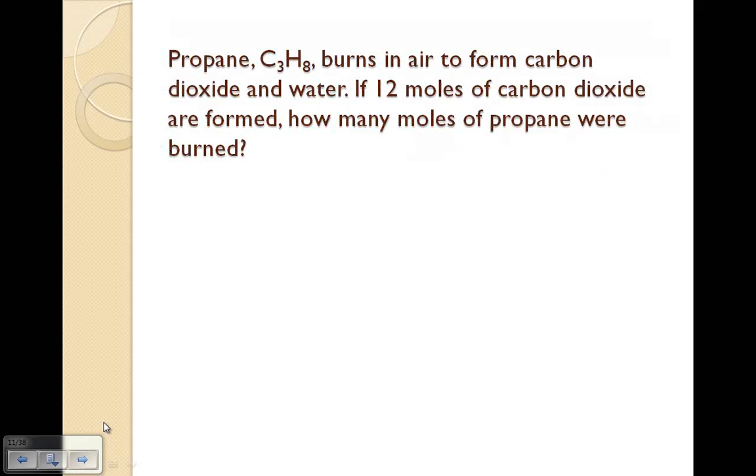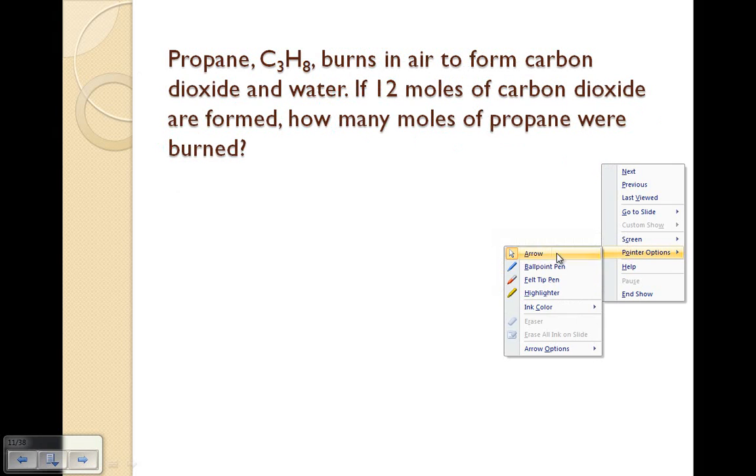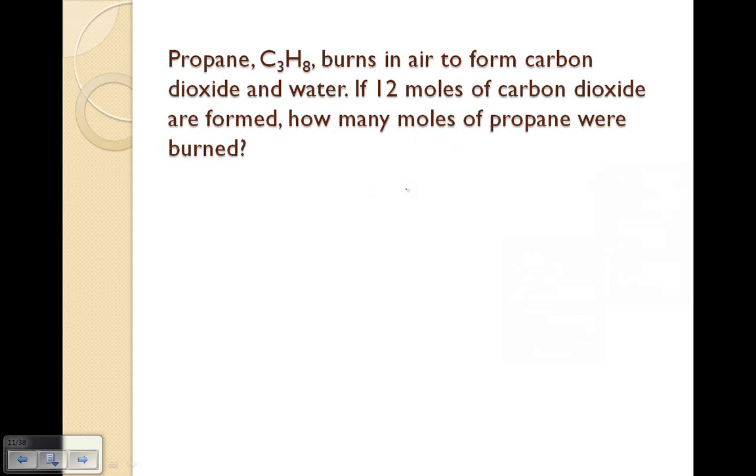Okay, here's another problem. This is in your packet, number 2, I believe. Propane burns in air, right? So if you remember, burns in air, try to write the balanced equation, you can pause it. Burns in air means I add oxygen, and I form carbon dioxide and water, as I would in all combustion reactions. So let's see if we can balance it.